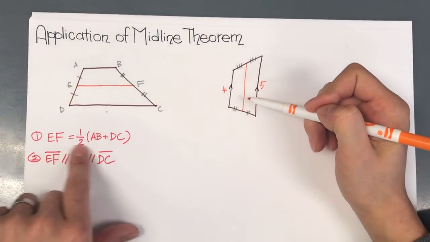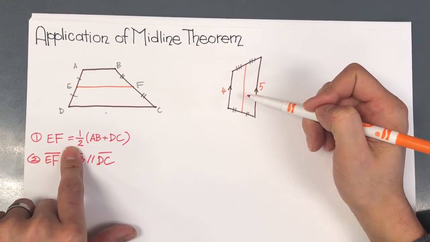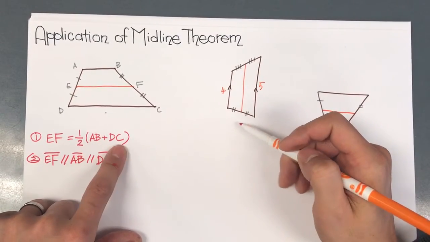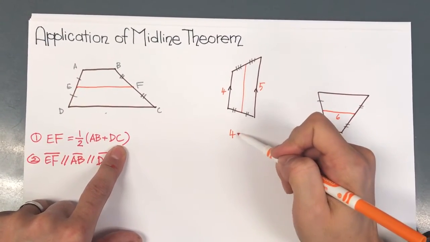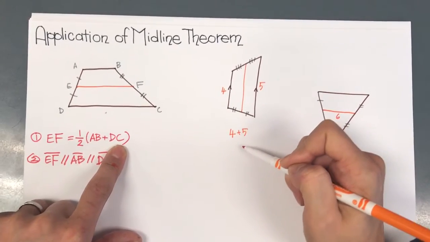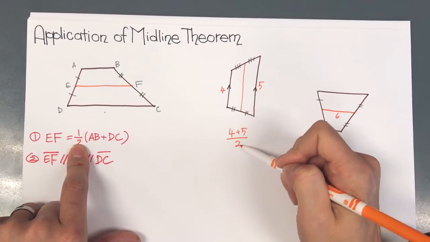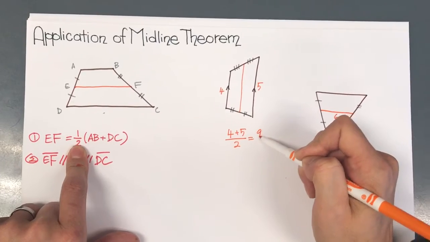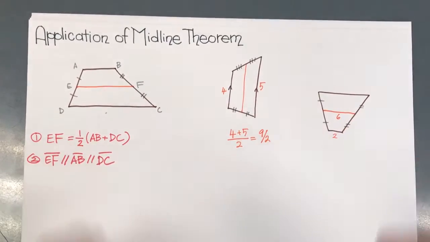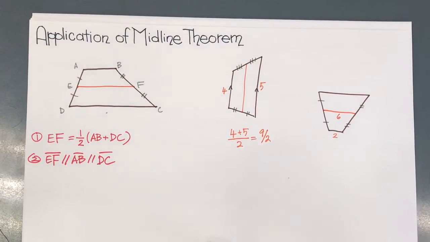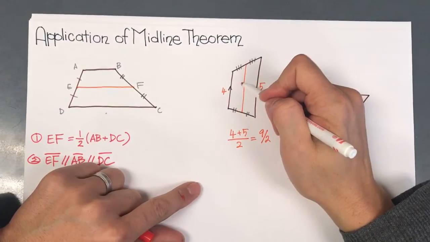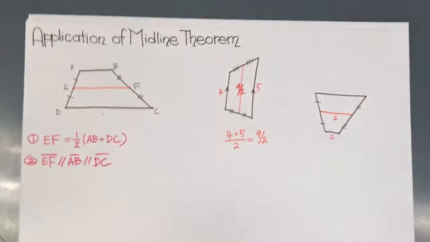So it says right here that you add the base 1 and the base 2, which is 4 plus 5, and then divide by 2, that's going to be the length of the midline. So 9 halves, or 4.5. So the length here is going to be 9 halves.